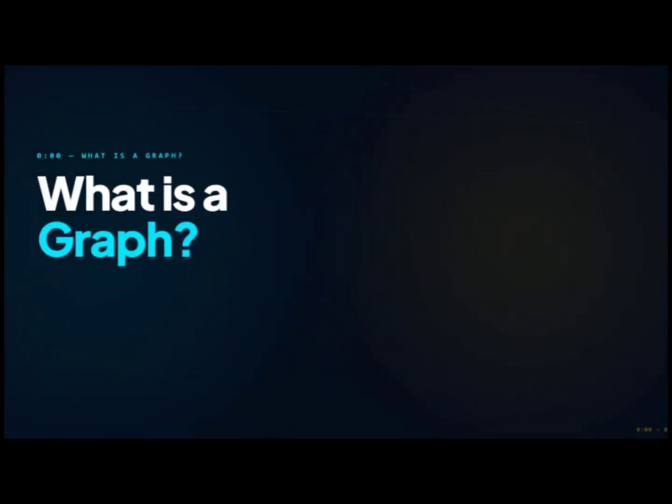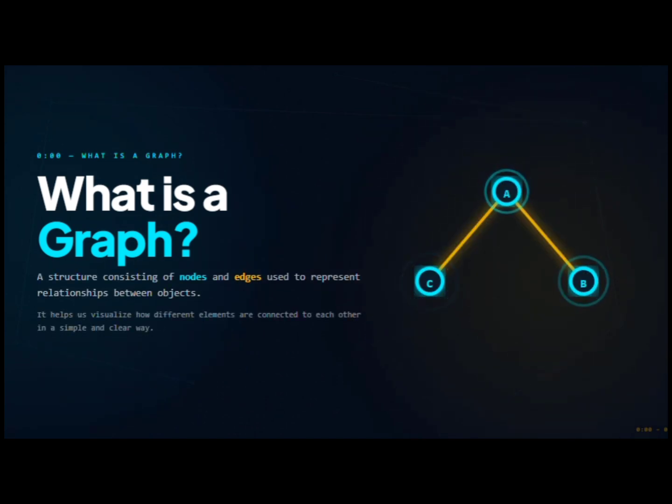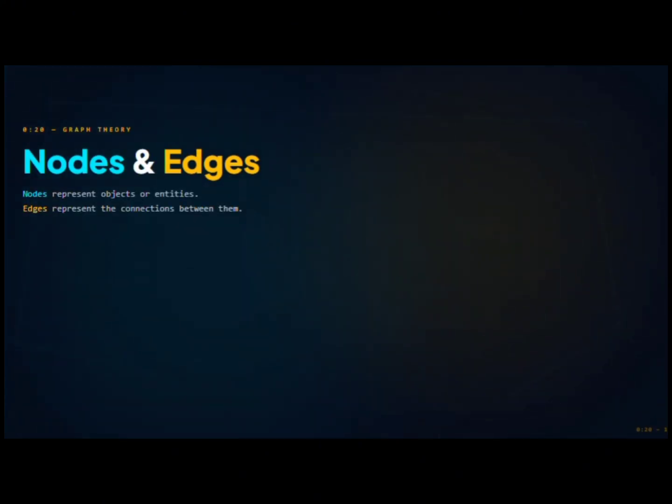What is a graph? A graph is a mathematical structure used in computer science and mathematics to represent relationships between objects. It consists of two main components: nodes, also called vertices, and edges. Nodes represent individual objects, while edges represent the connections or relationships between those objects. Graph theory is the study of graphs and how they behave.